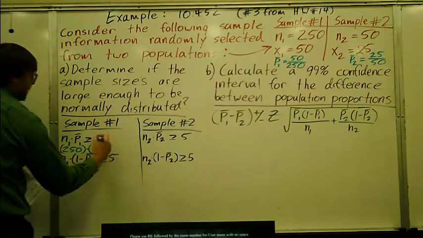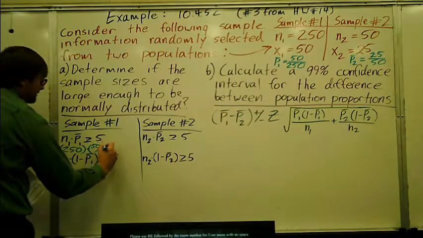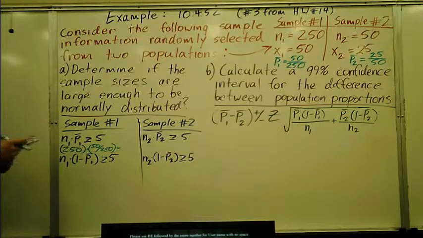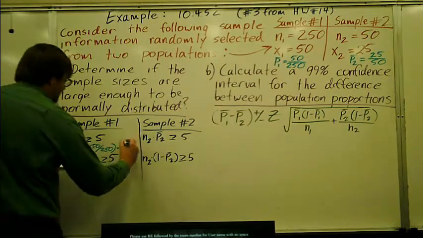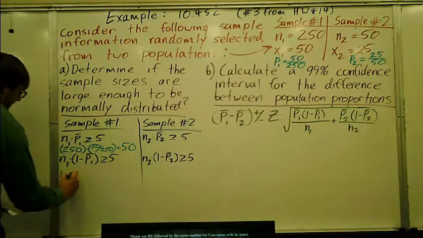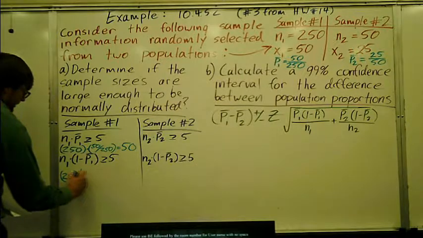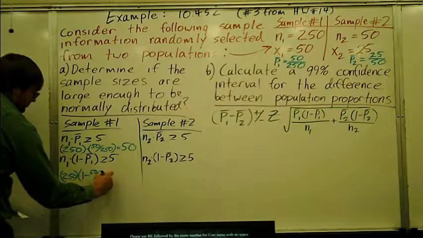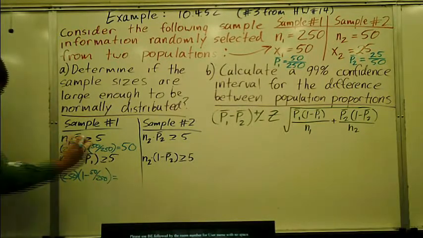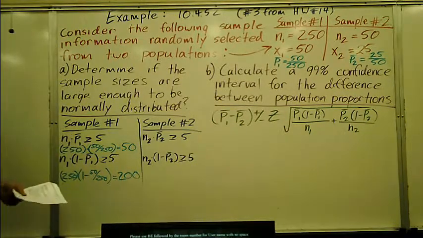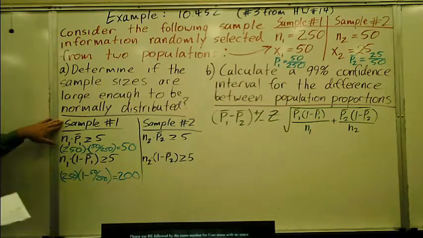So sample proportion 1 was 50 over 250. You calculate that out, and I got 50. Obviously greater than 5, we're good there. Now same thing, n1 is still 250, multiplied by 1 minus 50 over 250. And that's going to come out to be 200. Of course, greater than 5 again, so we're good there. So we know sample size number 1 is large enough to be approximately normally distributed.